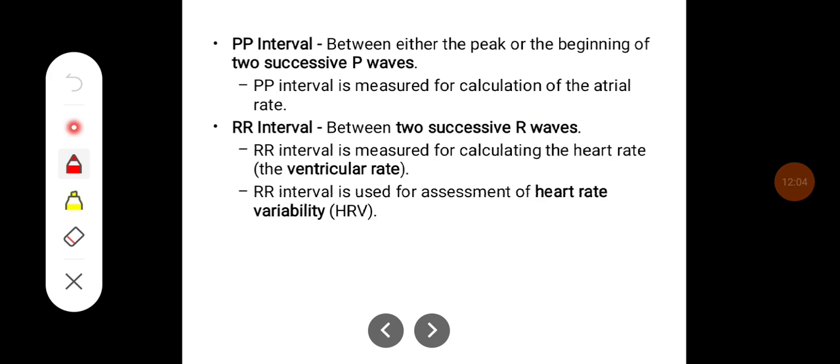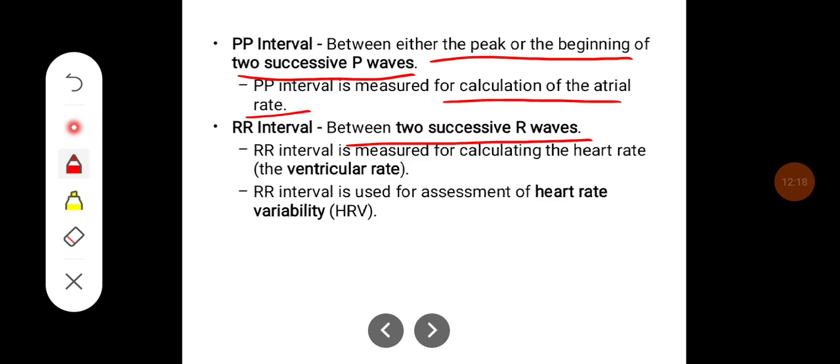PP interval is between either the peak or the beginning of two successive P waves. The PP interval is measured for the calculation of the atrial rate, whereas RR interval is between two successive R waves. RR interval is measured for calculating the heart rate, that is the ventricular rate, and RR interval is used for the assessment of heart rate variability.